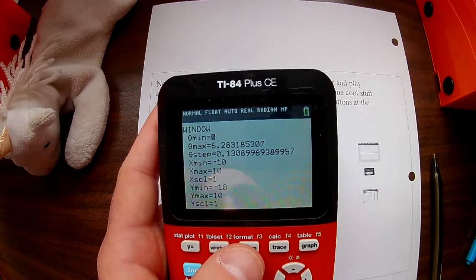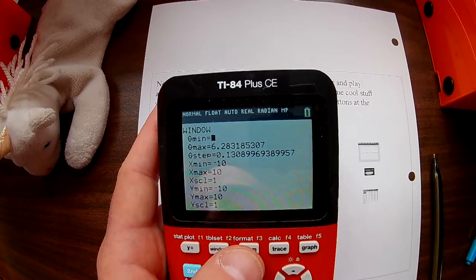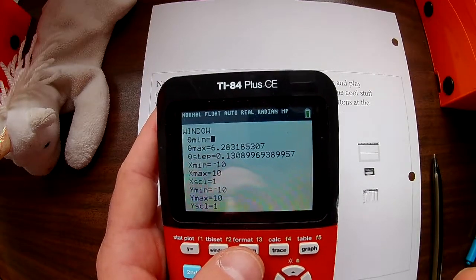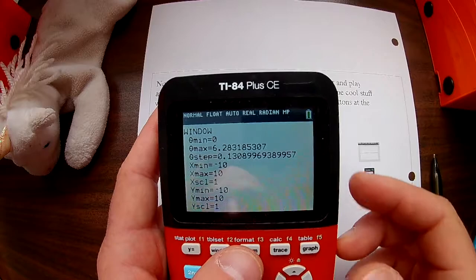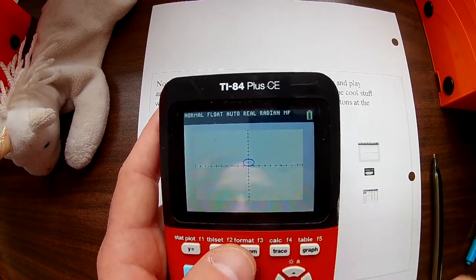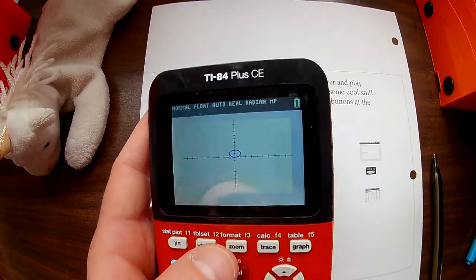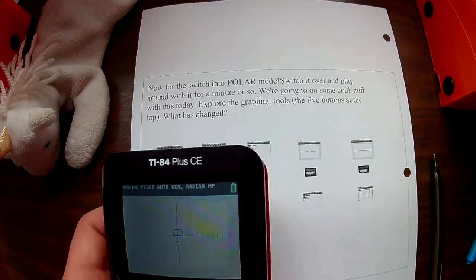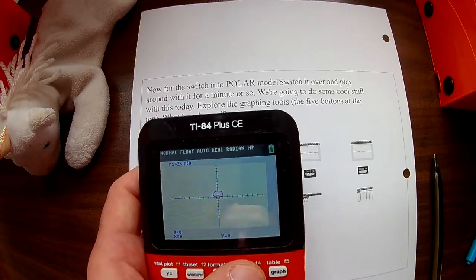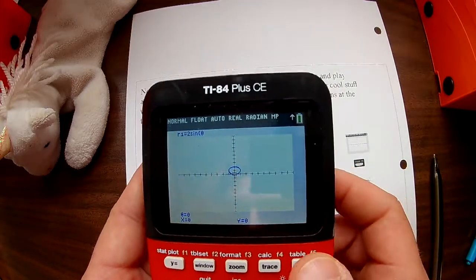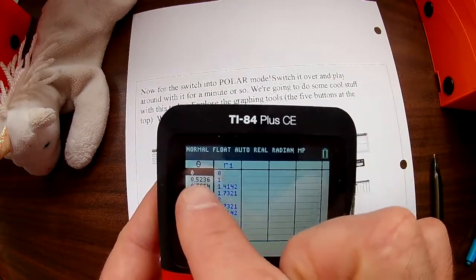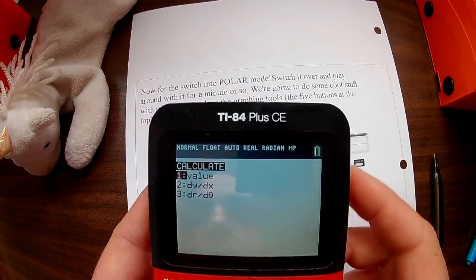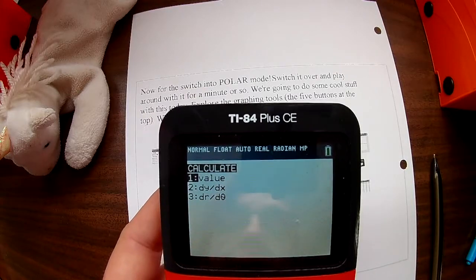You don't always need to go up to 2 pi, and sometimes you do need to go beyond 2 pi to get one iteration of the curve. But 2 pi is generally a good place to start because of the periodicness of sine and cosine, which is really what we're going to be dealing with here. Other stuff that we got here, trace looks exactly the same. Your table, if you go to your table, you now have theta and r. If you go to calculate, you lose a lot of functionality on there.